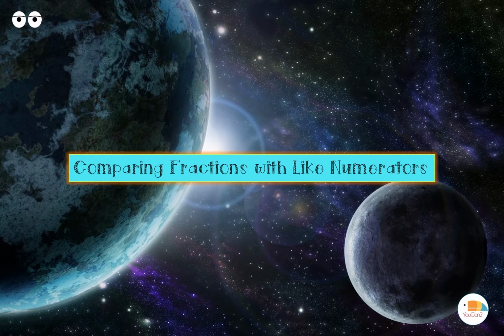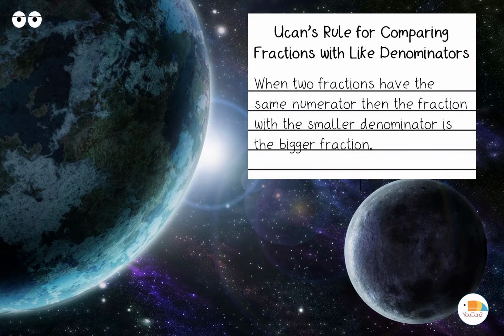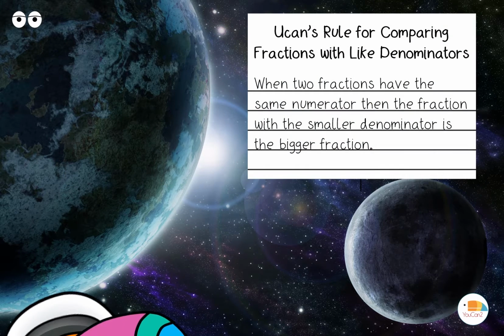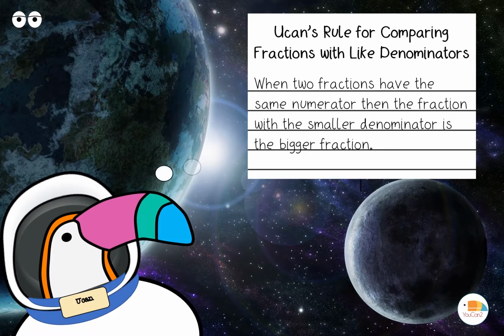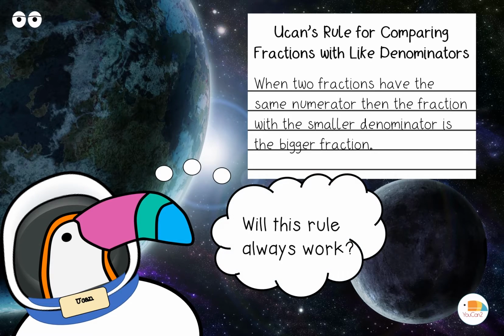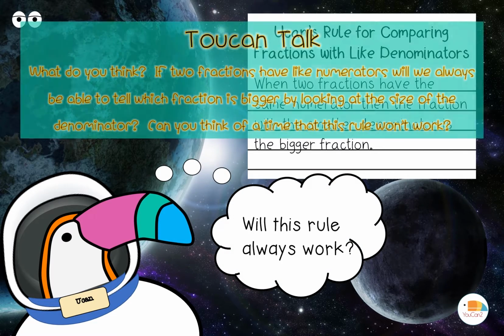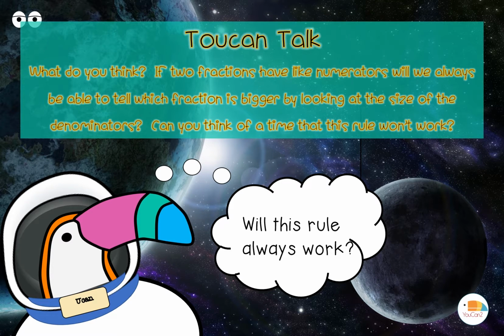You've got a rule. And we decided that the rule was when two fractions have the same numerator, then the fraction with the smaller denominator is the bigger fraction. Awesome. But you're wondering if the rule always works. Does it? I think it's time for a Toucan talk. Take 10 seconds to think about it, and then turn and talk to a partner.